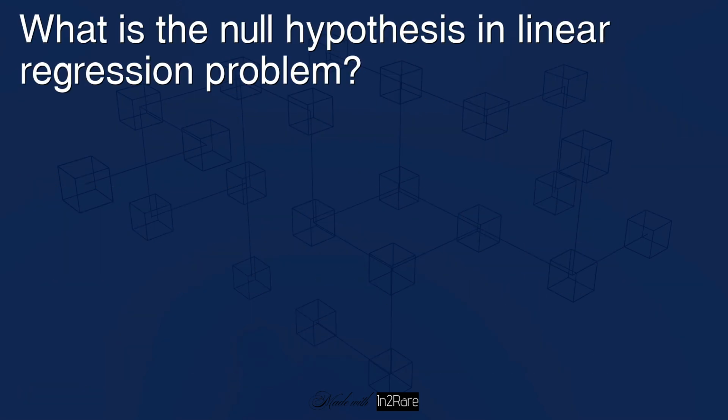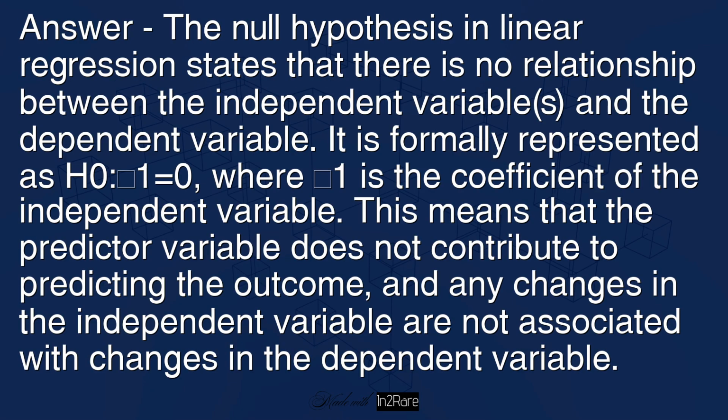What is the null hypothesis in linear regression problem? Answer: the null hypothesis in linear regression states that there is no relationship between the independent variables and the dependent variable. It is formally represented as H0: beta equals 0, where beta is the coefficient of the independent variable. This means that the predictor variable does not contribute to predicting the outcome, and any changes in the independent variable are not associated with changes in the dependent variable.